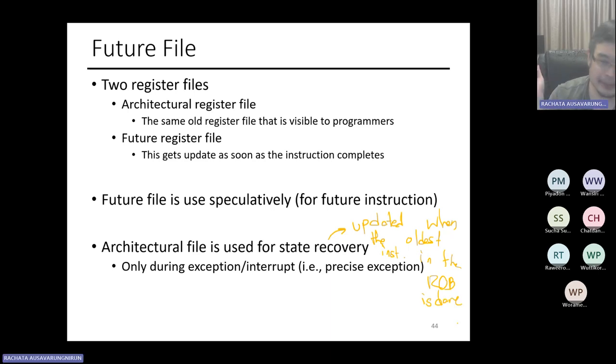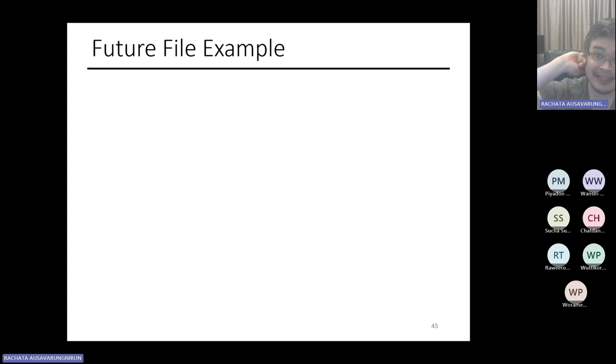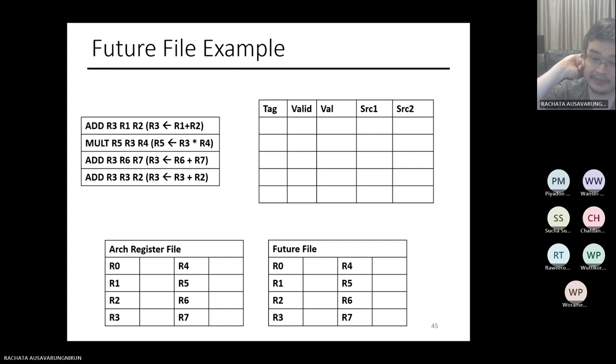Once the oldest instruction is done, you update the architecture file. So if an exception happened, take that. If there's no exception, update your file, and that gets rid of this problem.